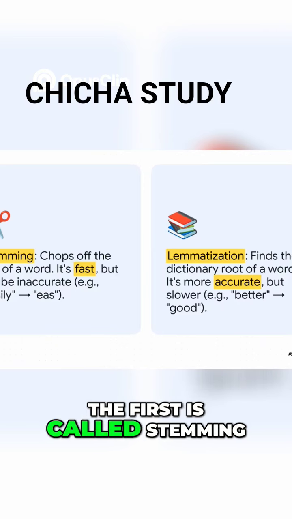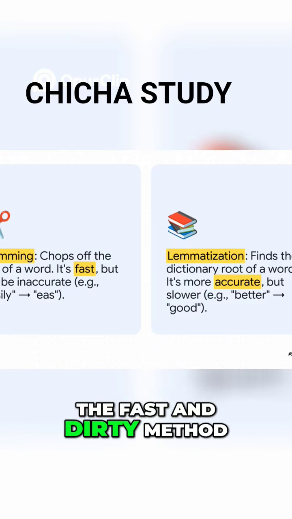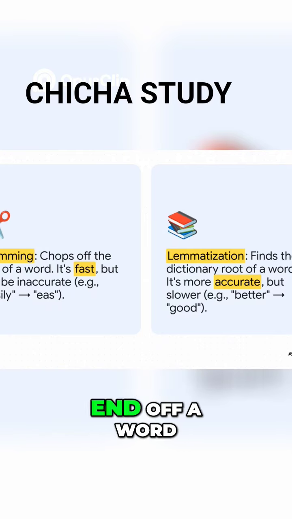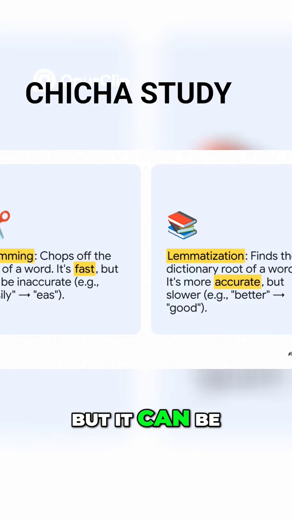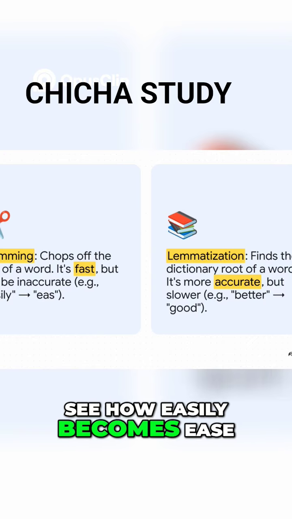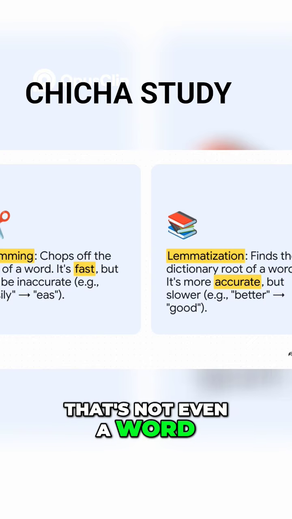The first is called stemming. This is kind of the fast and dirty method. It just chops the end off a word. It works sometimes, but it can be really inaccurate. See how easily becomes ease? That's not even a word.